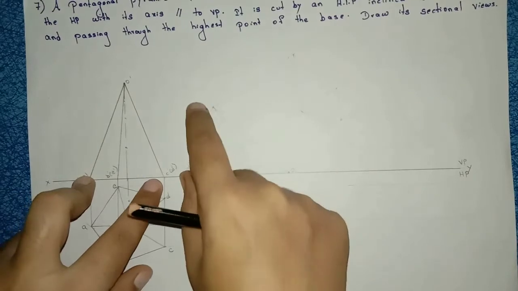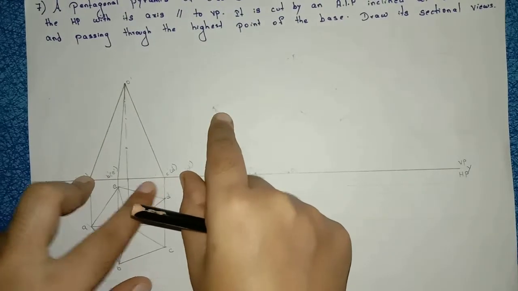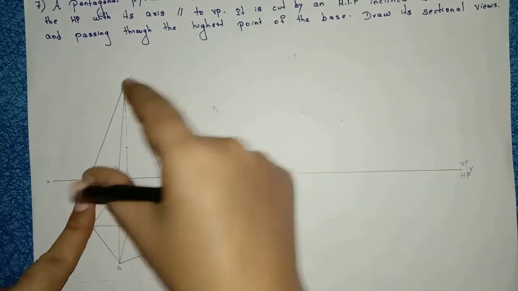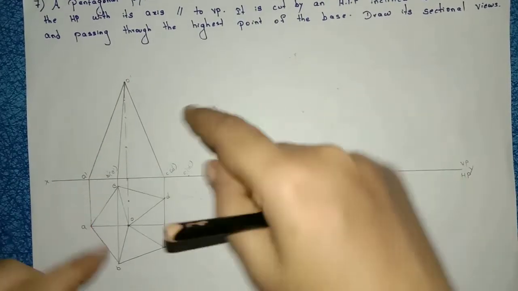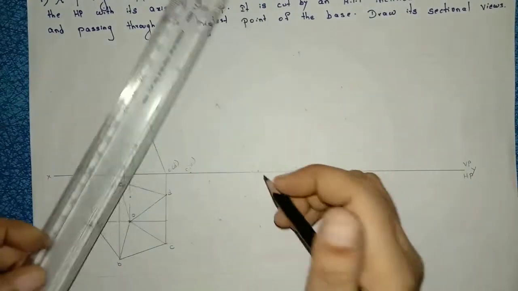I will keep my compass here. I will draw an arc. Then next I will take this length with the compass. I will keep my compass here. I will cut the arc. I am constructing this pyramid here.